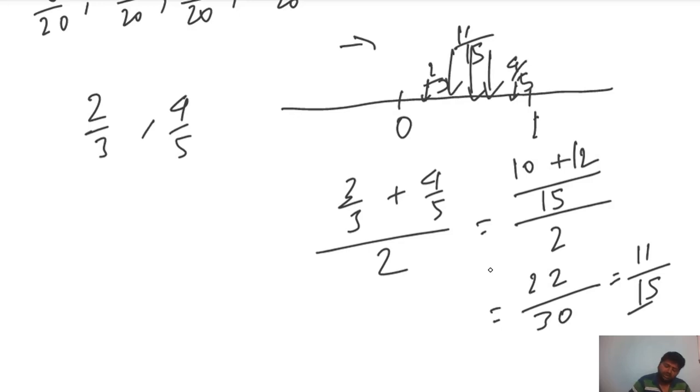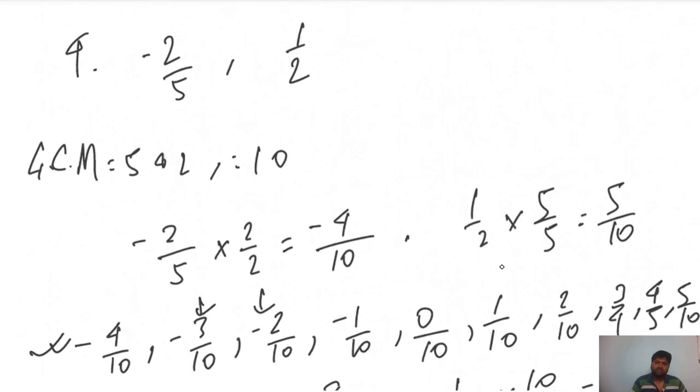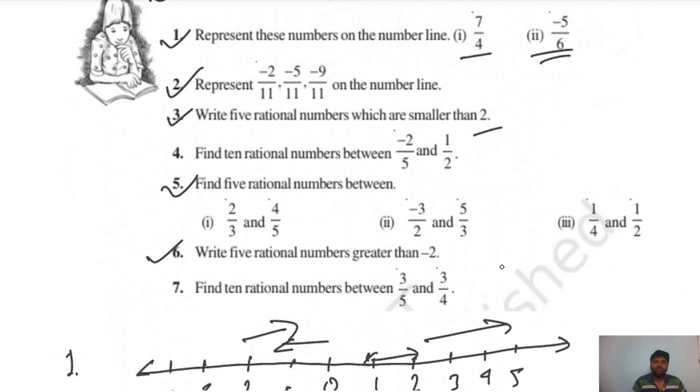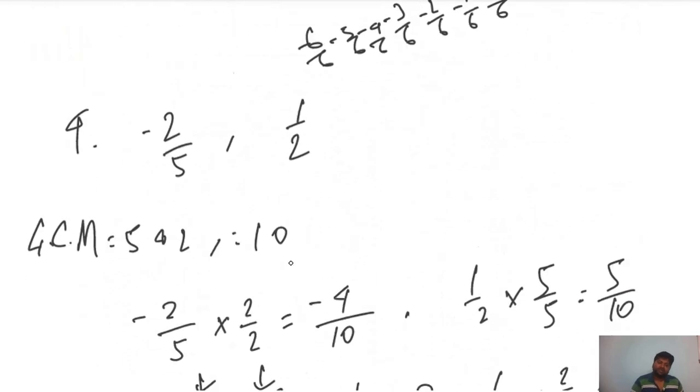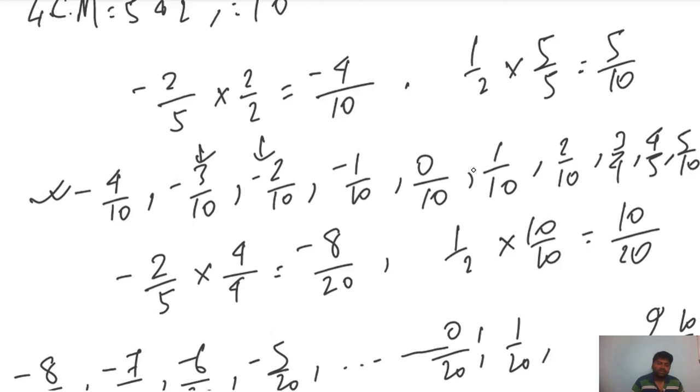So we can create these numbers in infinite positions. Now find the rational numbers in between 3 by 5 and 3 by 4. It is a similar case, and this is the easy part. We can take the LCM, and then we get the numbers in ascending or descending order.